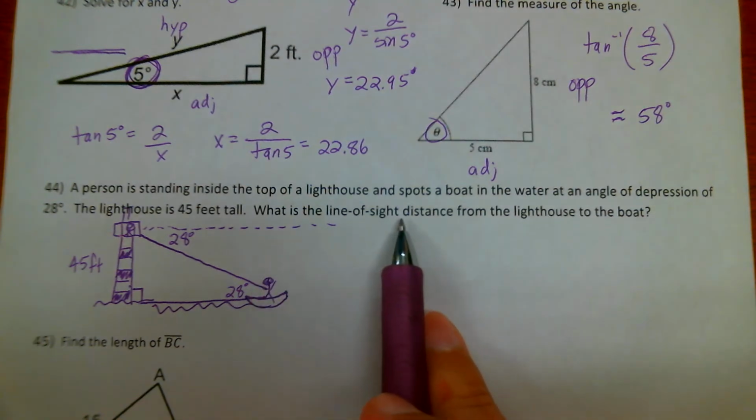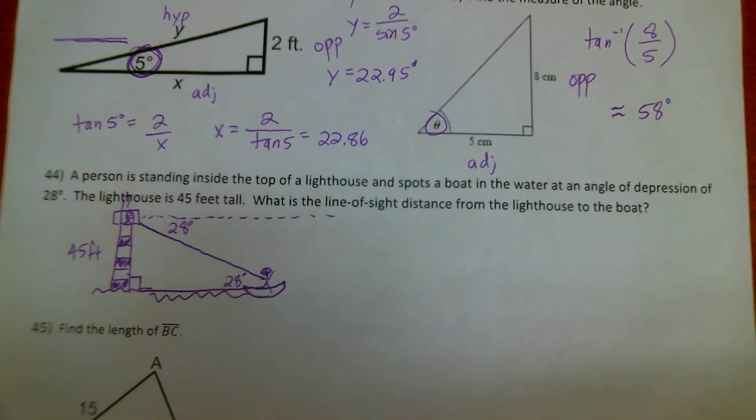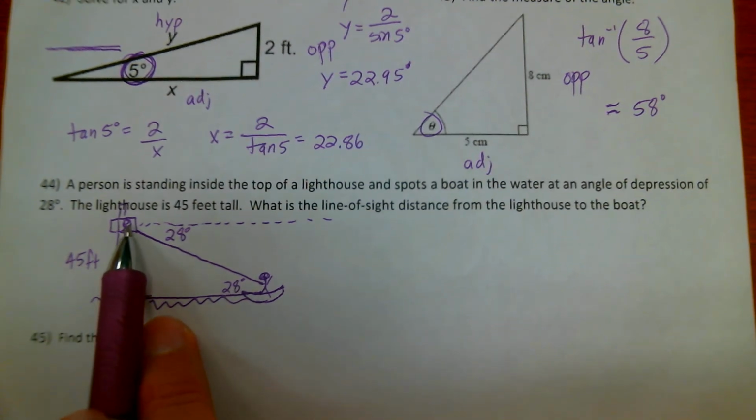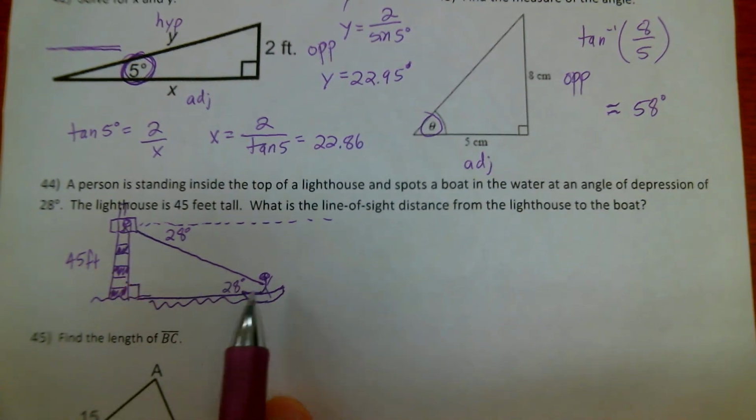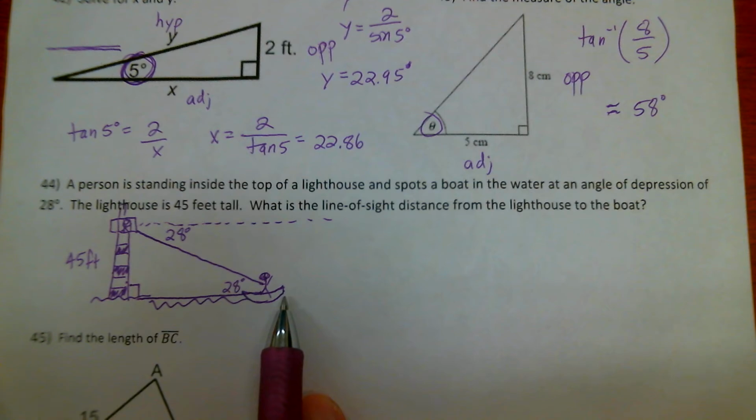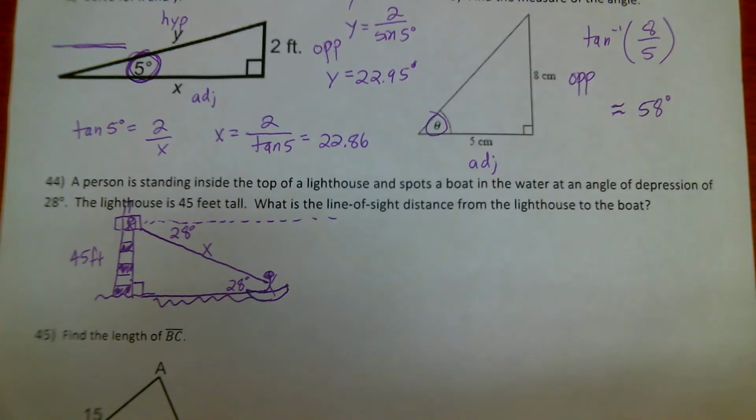It says, what is the line of sight distance? When you say line of sight, that literally means you're looking down that line. So this person is looking down this line. That's not the same as the ground distance, okay? So we are trying to find this line of sight. Literally, we're looking at each other, okay?